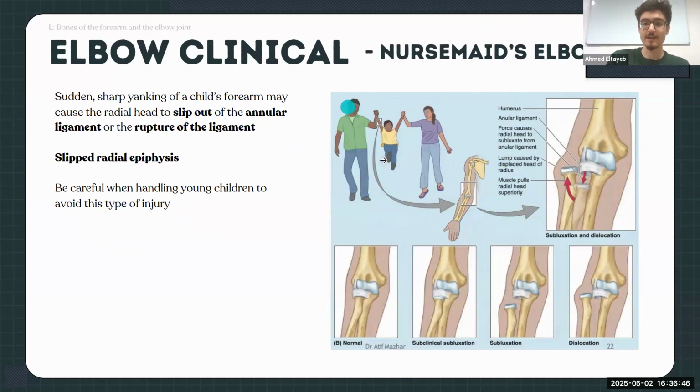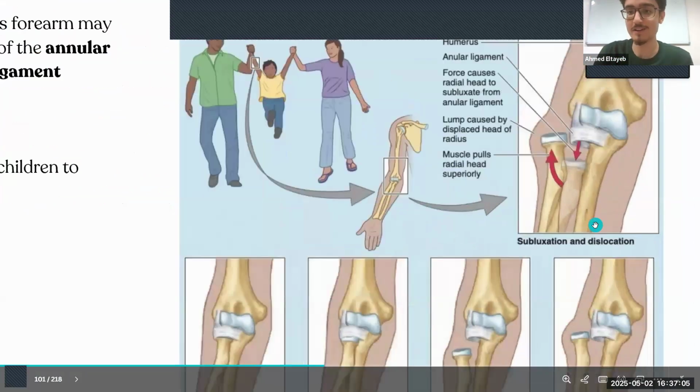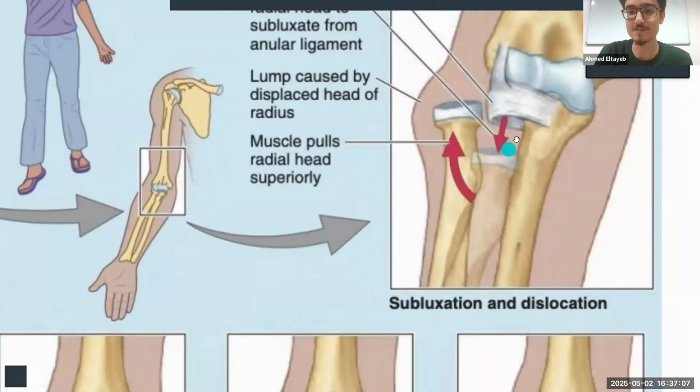So let's say you yank a little kid and you just try to raise them. So you basically pull them by their hand forcefully and strongly. You're not intending to hurt them or anything, but you yank them, and what happens is the bone itself kind of falls out of its place because it's not as strong as in an adult.